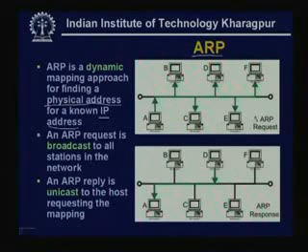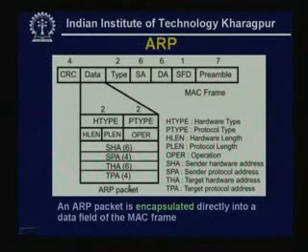So it is received by all the hosts in that network. Then comes the ARP reply: the concerned host which matches the destination IP address sends the reply. In this case it is a unicast, that means it is one to one, and it sends the packet to host A providing the physical address, and for that purpose a special type of frame is used.